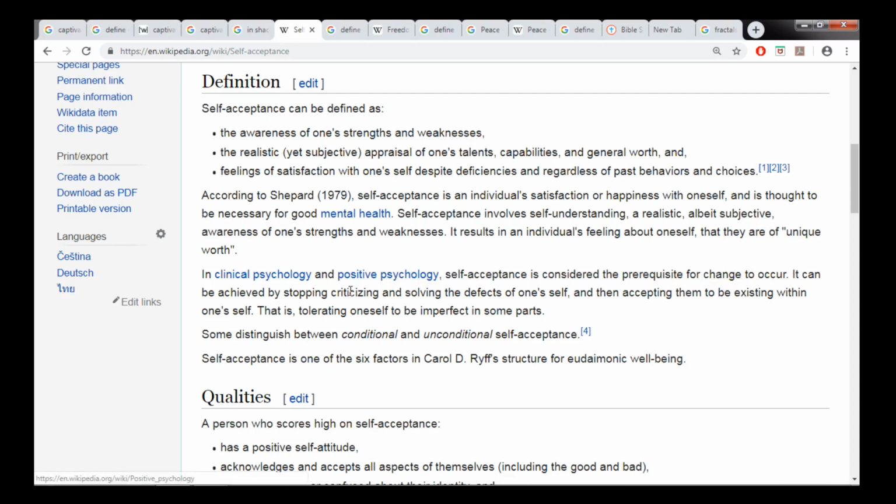It can be achieved by stopping criticizing, right? Just stop criticizing yourself and solving instead the defects of yourself and then accepting yourself to be existing within yourself. Whoa, that is tolerating oneself to be imperfect in some parts. Wow, exactly. So be the defier.